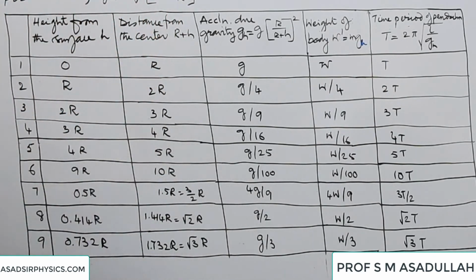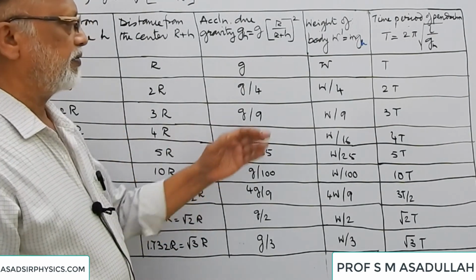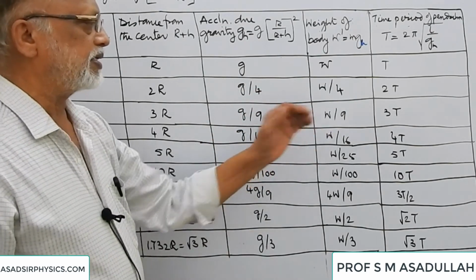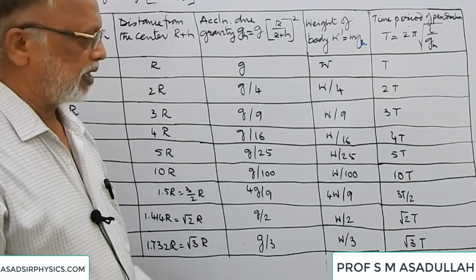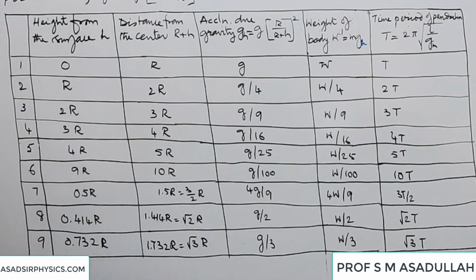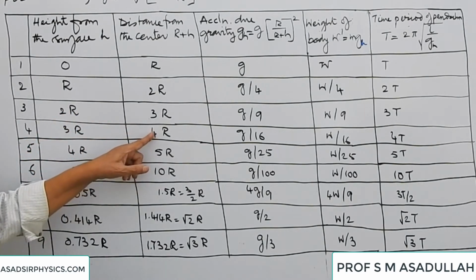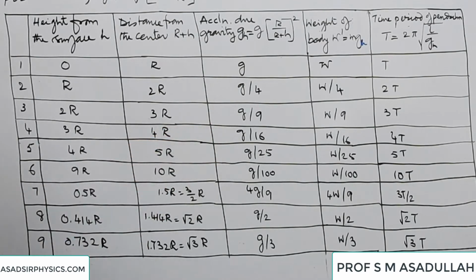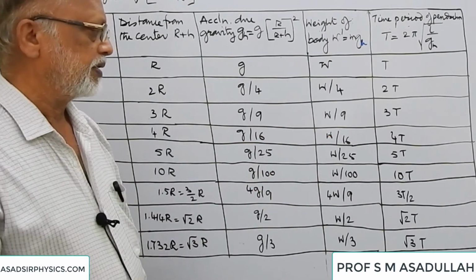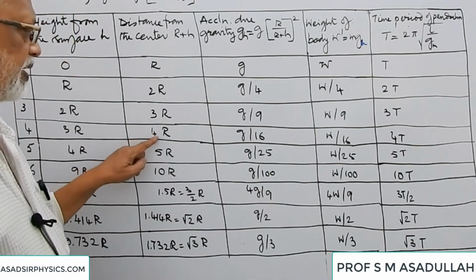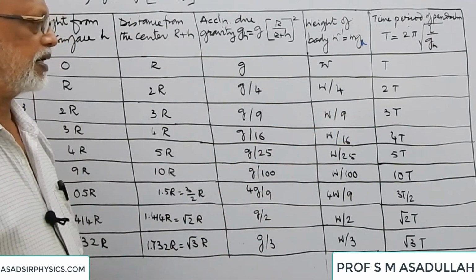Now let us consider height is equal to 2R, then the distance from the center will be 3R, acceleration due to gravity is g by 9, weight is equal to W by 9, time period is 3T. Now you will be wondering how I am telling so fast. I will tell you the secret. Here you see whatever number is given, add 1 to that. You square and inverse it, that will be the acceleration due to gravity. Whatever is the acceleration due to gravity, that will be the weight corresponding. Then whatever number you find here, that number you have to take in time period.